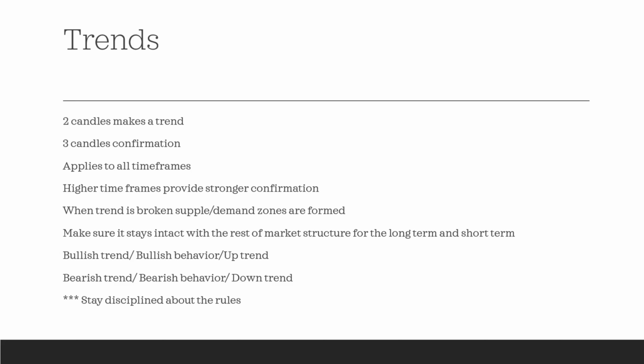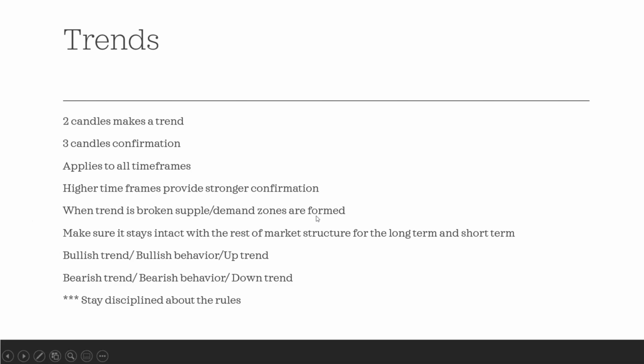Now, the rules for trends are that 2 candles make a trend, 3 candles are confirmation, and trend lines can apply to all time frames. So you can draw a trend line on any time frame that you want, as long as you know the highest time frames are going to be the most important trend lines being drawn. They provide strong confirmation, and when a trend is broken, or supply and demand is broken, or support and resistance is broken, that means it's getting ready to form a new trend. That doesn't mean execute just because you see the break right now. That means wait for a break and a retest to be respected.